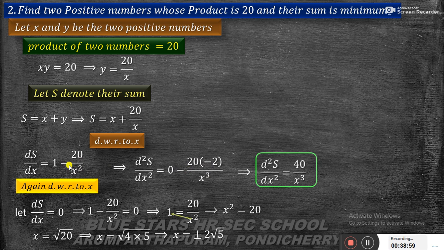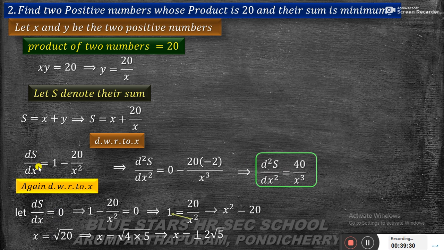This is the differentiation of minus 20 by x square. Minus 20 is a constant, so I write it. The differentiation of 1 by x square is: you put the power, that means minus 2, and we increase the power in the denominator, x power 2 plus 1, 3. So this is the differentiation of 1 by x square. Minus into minus is plus, therefore d square s by dx square equals minus into minus plus 40 by x cube.